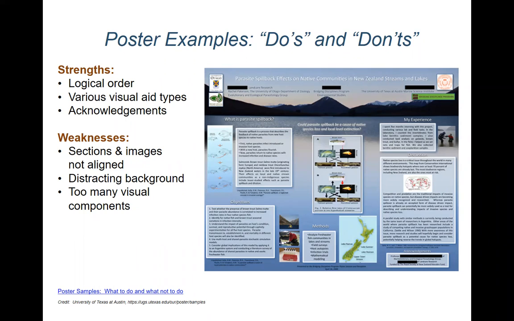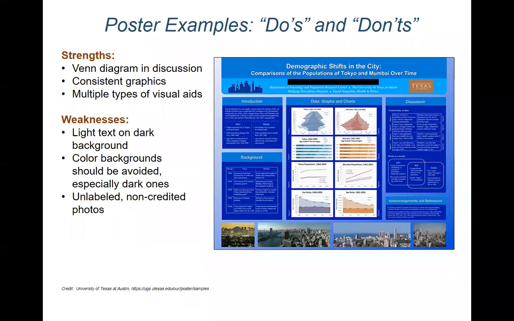You can see more examples like this one on the University of Texas at Austin website that I linked to at the beginning of this part of the presentation. This poster could benefit by simply changing the color scheme. The dark background with the light text is just too hard to read, and they also use photos without proper citations.